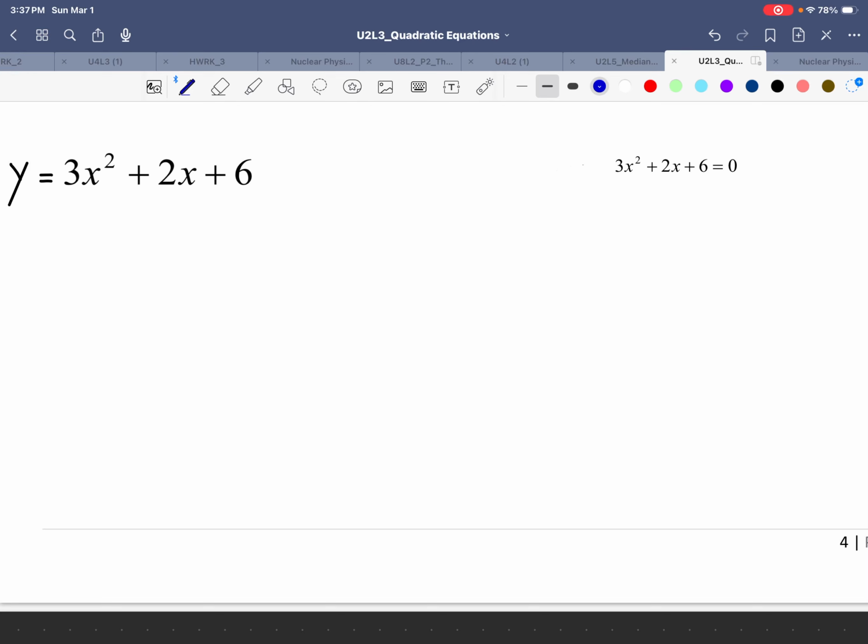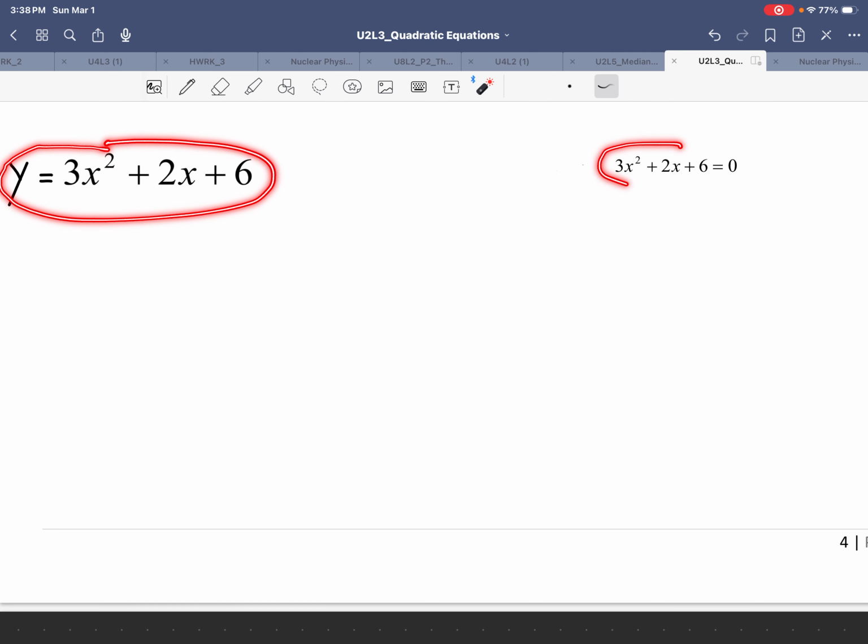Hi everyone. In this video, we're going to look into solving a quadratic equation by using the completing the square method. And in order to distinguish the difference between completing the square method in quadratic functions and in quadratic equations, I put them side by side and we're going to go over each step together.